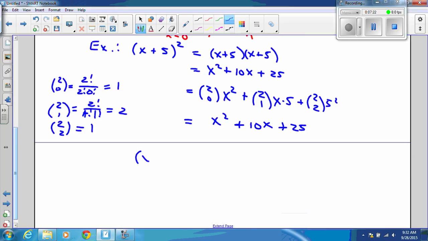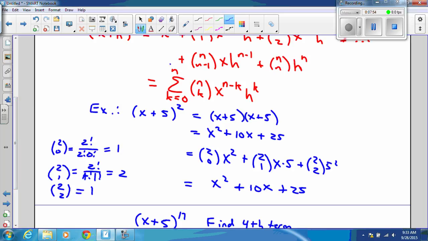But what if I wanted, let's say, (x plus 5) to the 17th power, and I want to find the fourth term of this expression? In other words, when I multiply it out, I'm going to get x to the 17th plus something x to the 16th plus something x to the 15th plus something x to the 14th, and that's my fourth term, and I want to know what is the coefficient of that fourth term.